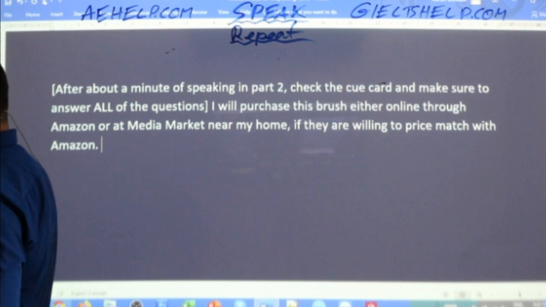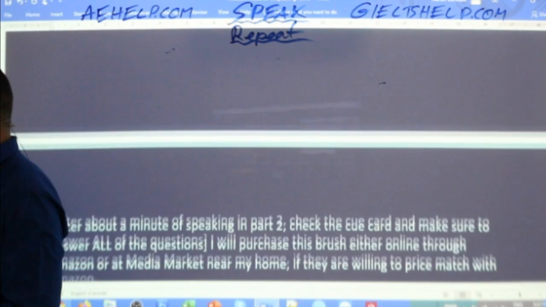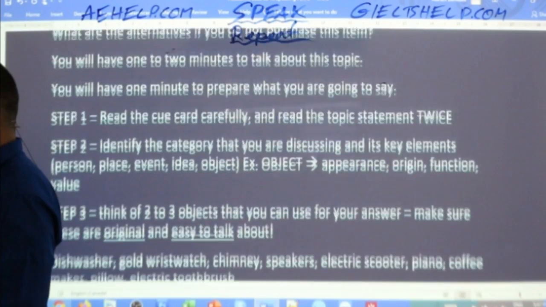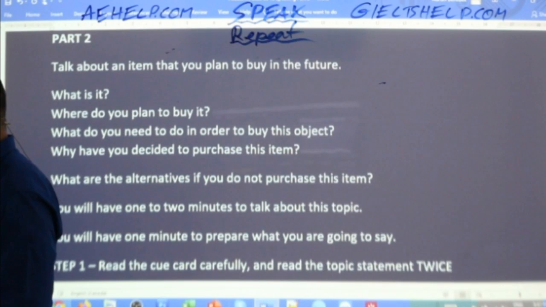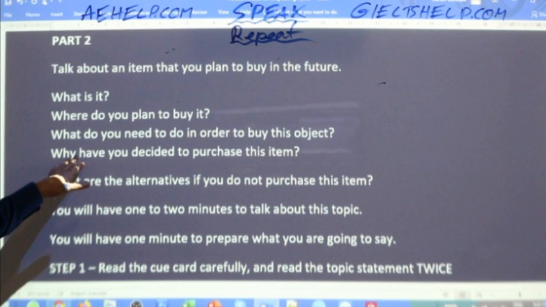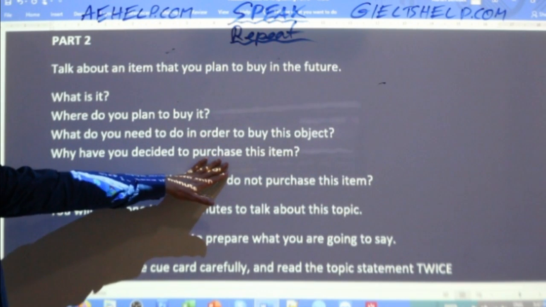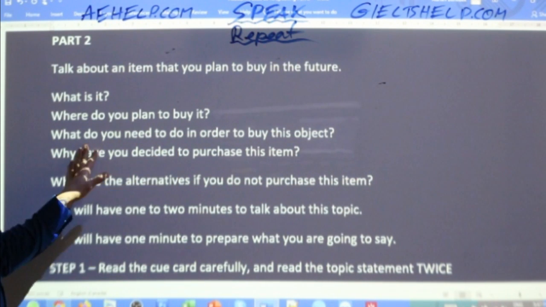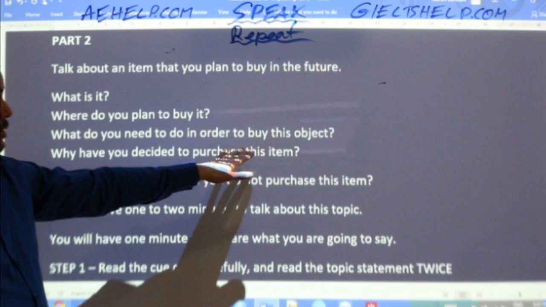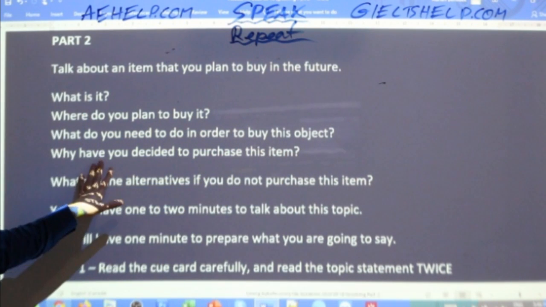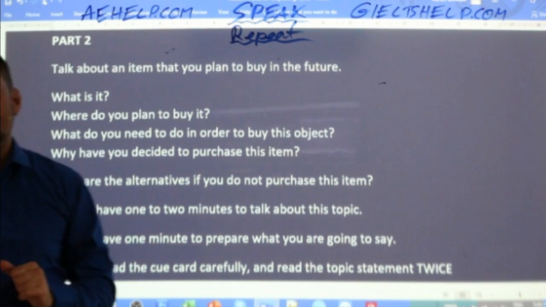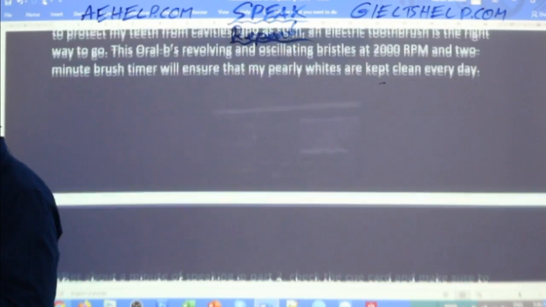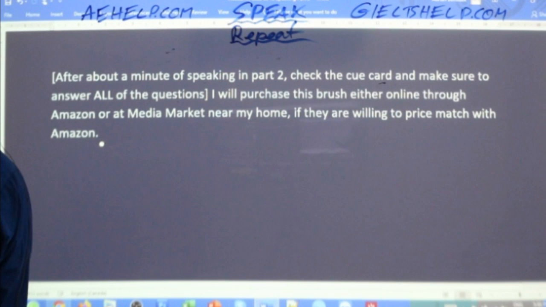Let's keep going here. Have I answered all of my questions on the card? No, not yet. Why have you decided to buy or purchase this item? We talked about that. It's because I have a sweet tooth. What do you need to do in order to buy this object? Okay, we want to maybe answer that a little bit more clearly. Although we've said a bit about it, we can be a bit more clear.